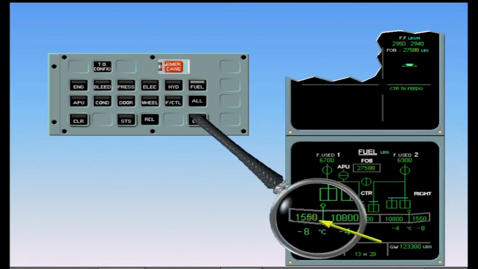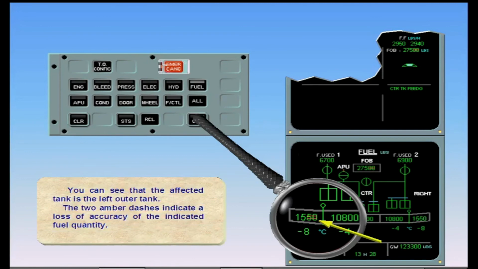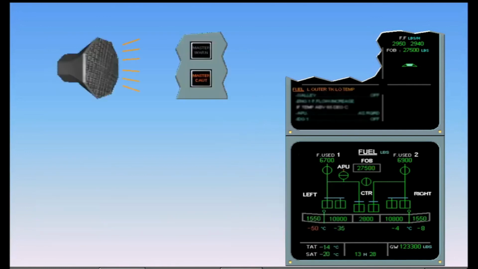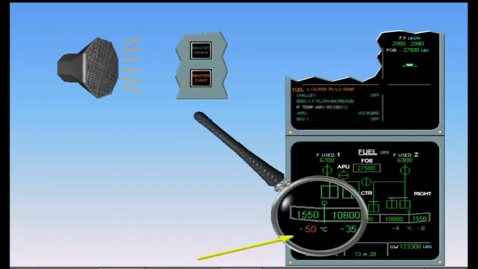The 2 amber dashes indicate a loss of accuracy of the indicated fuel quantity. Also, notice that the fuel temperature can appear amber associated with an ECAM message and a single chime if a high or low limit is detected. In our case, the outer tank temperature has exceeded the low limit.